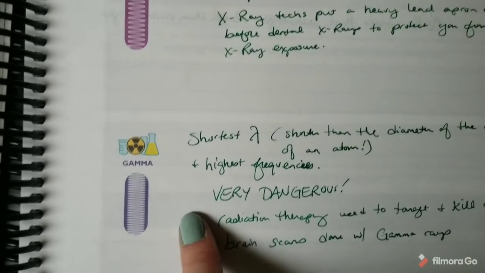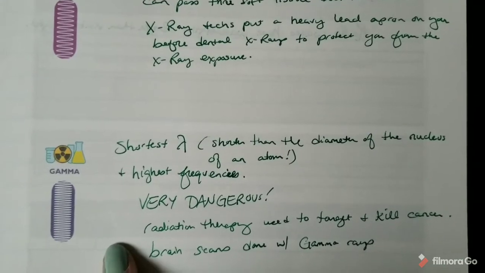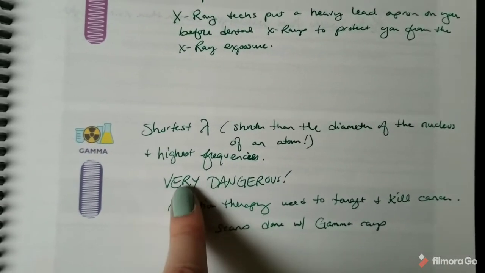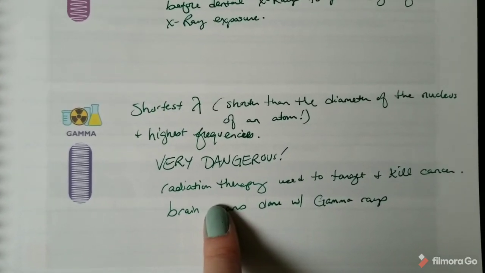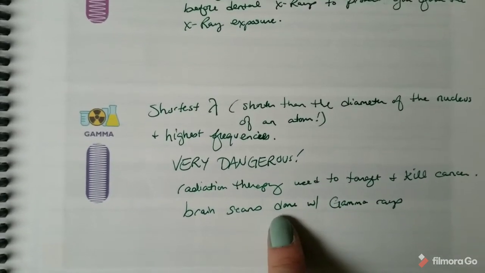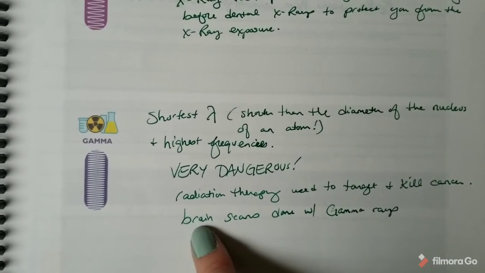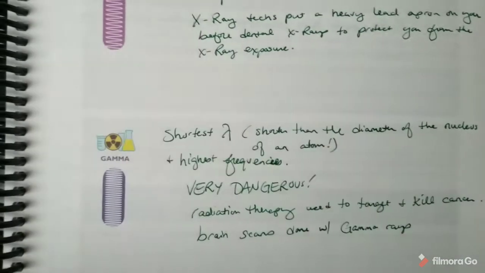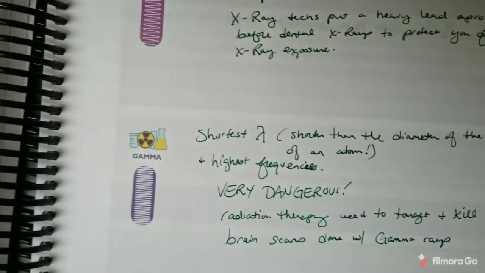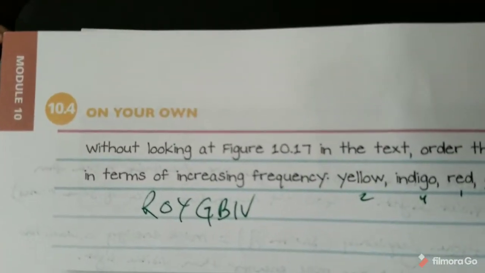Gamma rays have the shortest wavelength. Woo, look at that. Shorter than the diameter of the nucleus of an atom, and the highest frequencies. They're very dangerous. Radiation therapy is used to target and kill cancer, so it can be used for good, right? It can help kill cancer, and be used to make brain scans. They're done with gamma rays, but this can also kill some of the good things in us too. So, all right, I think this is the end here.